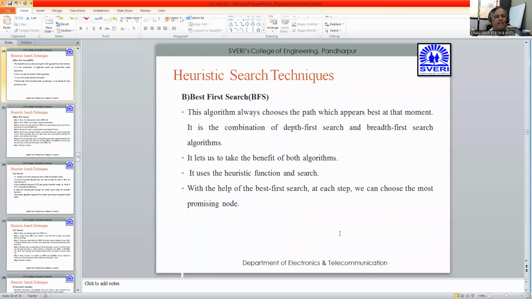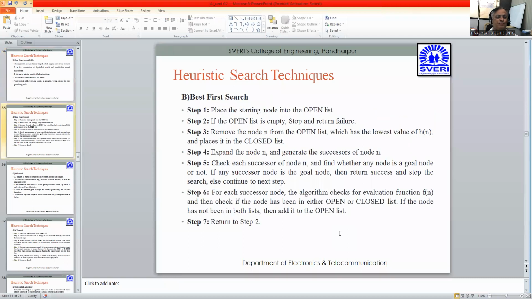Then we have seen the second method under heuristic search techniques, which is best first search. It is the combination of depth first search and breadth first search algorithms. As it takes the benefits of both algorithms, it uses the heuristic function in search. With the help of best first search, at each step, we can choose the most promising node. Then this is the algorithm that comes under best first search.